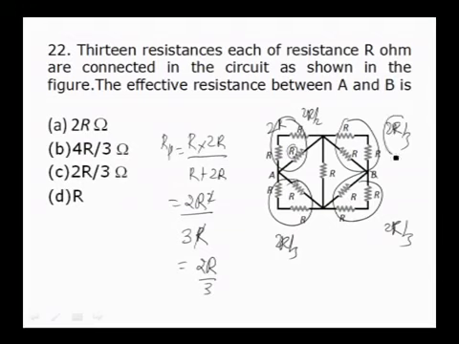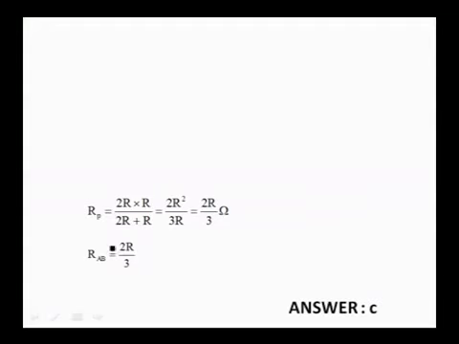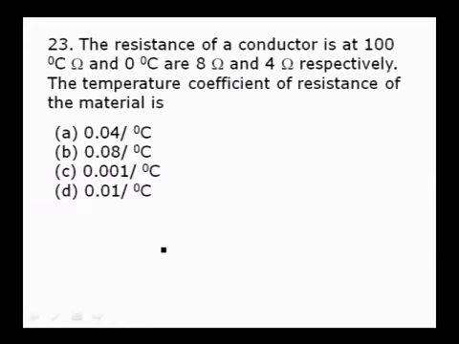Okay, 2R divided by 3 is the correct option. Or else you can also follow the effective resistance. This is in series and this is in series, effective resistance. This will take a long step, so I will show that step also. The effective resistance calculated is 2R divided by 3, then the final answer is 2R divided by 3 ohm. The correct answer is C.